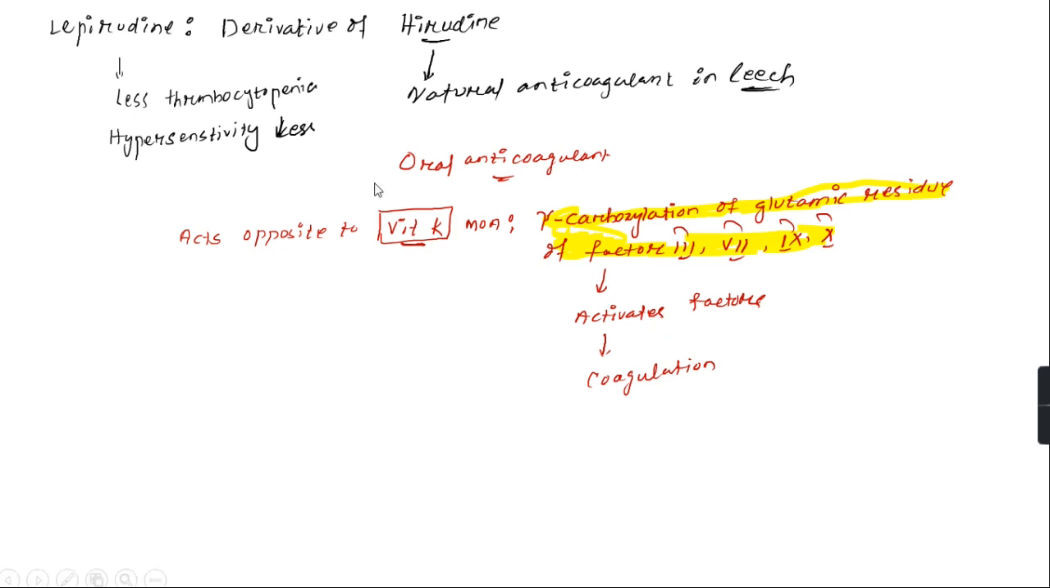As I told you that this oral anticoagulant acts opposite to vitamin K, so its mechanism of action will be, it blocks the gamma carboxylation of glutamic residue of factor 2, 7, 9, 10 that ultimately inhibits the coagulation process. So we can say that this is the prototype action of warfarin sodium. Okay, so you people have to remember that in case of warfarin poisoning, vitamin K is the drug of choice.